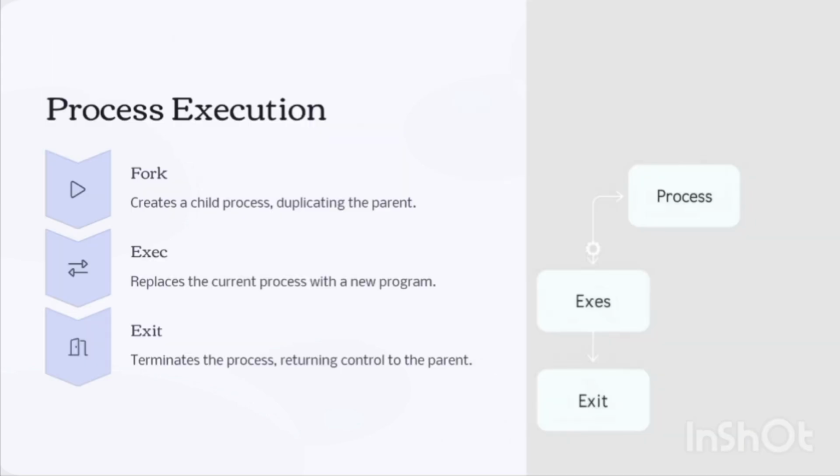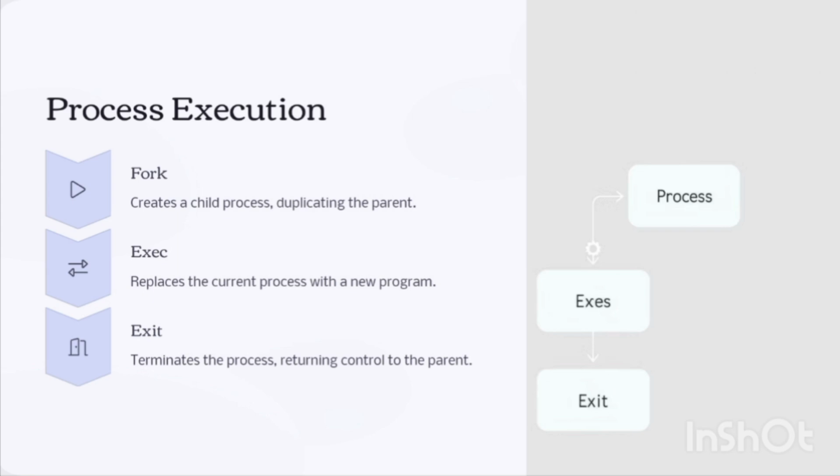Process execution. Process execution has some steps, in which the first system call is fork, that creates a new child process that's a copy of the parent. Next, exec replaces the current process with a new program. Next system call, exit, used when a process finishes. It returns status to the parent. This life cycle is the backbone of process control.